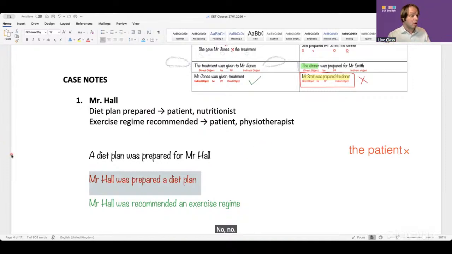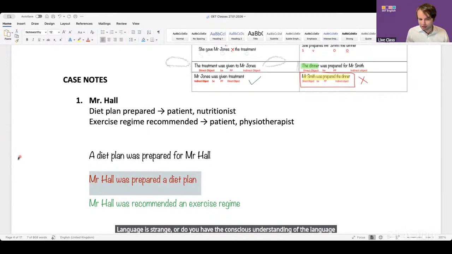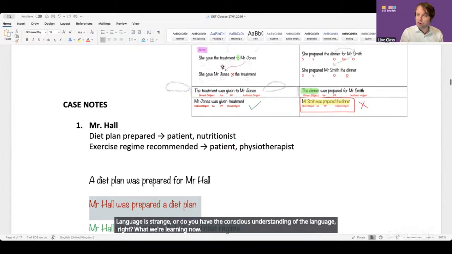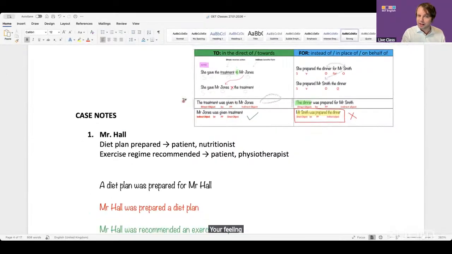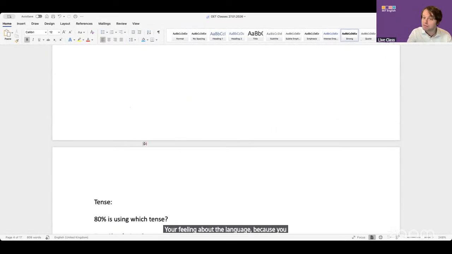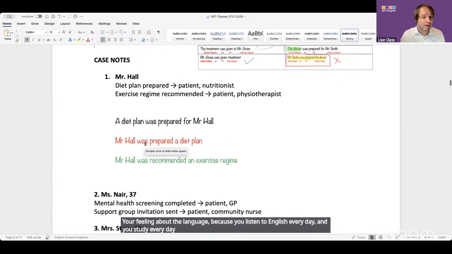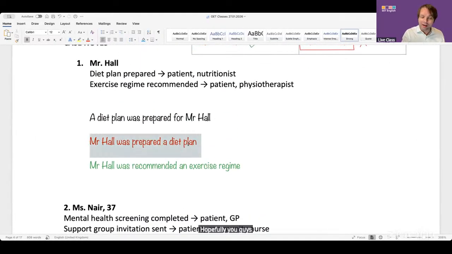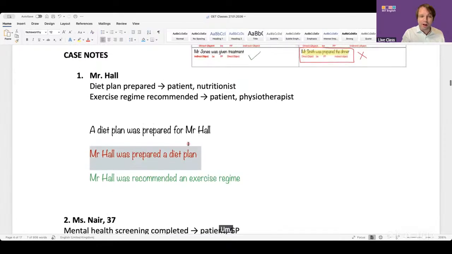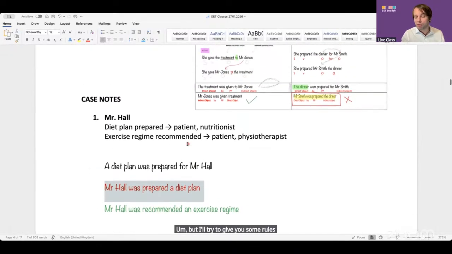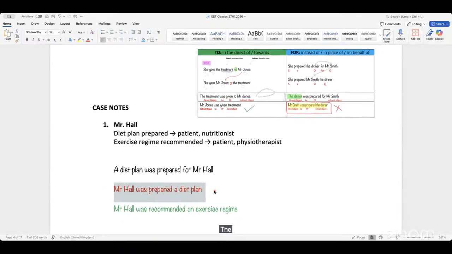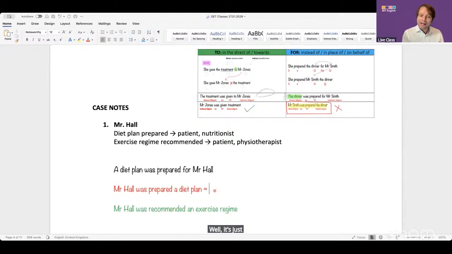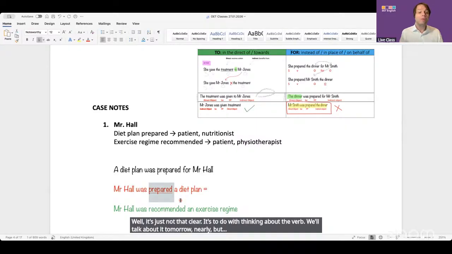You almost have to, like how language is strange. You have the conscious understanding of the language, right? What we're learning now, conscious understanding, but also you should have your feeling about the language because you listen to English every day and you study every day, right? Hopefully you guys can feel that that's wrong. But I'll try to give you some rules tomorrow of how we can know that it's wrong. So how can we do that one then? Well, it's just not that clear. It's to do with thinking about the verb. We'll talk about it tomorrow, Neri, but there's an easy way.